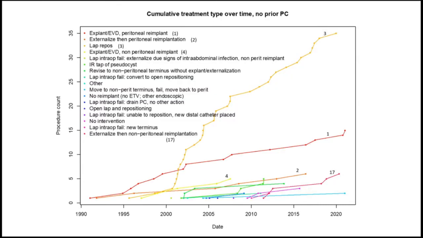This is our data for all first-time pseudocysts. How were they treated, in the cumulative counts of each treatment method over time?